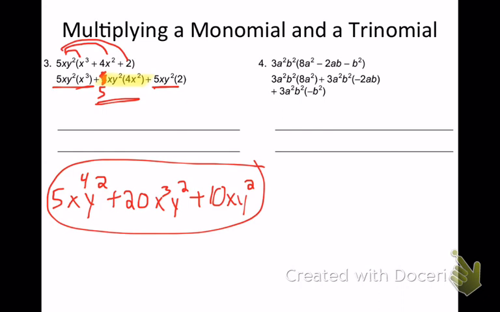And the very last one now. We have a lot of A's and B's here. Well, let's do the first one. 3a squared b squared times 8a squared. So what's 3 times 8? 24. A squared times a squared?